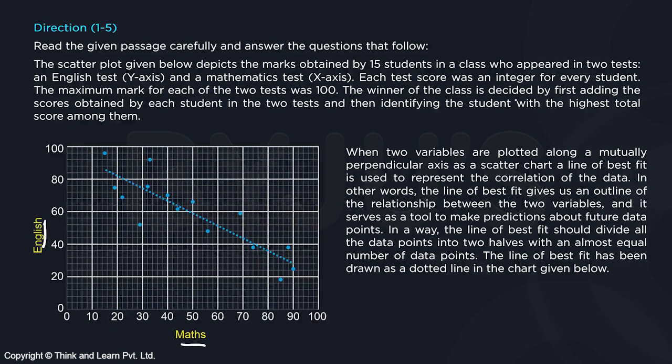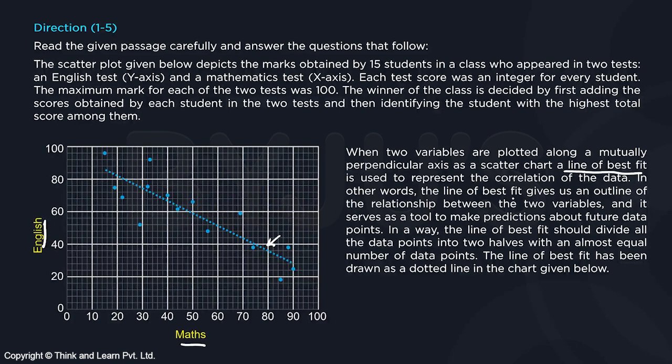The winner of the class is decided by first adding the scores obtained by each student in the 2 tests and then identifying the student with the highest total score among them, which is a standard procedure, right? When 2 variables are plotted along mutually perpendicular axes as a scatter chart, a line of best fit is used to represent the correlation of the data. So this dotted line is the line of best fit, this line.